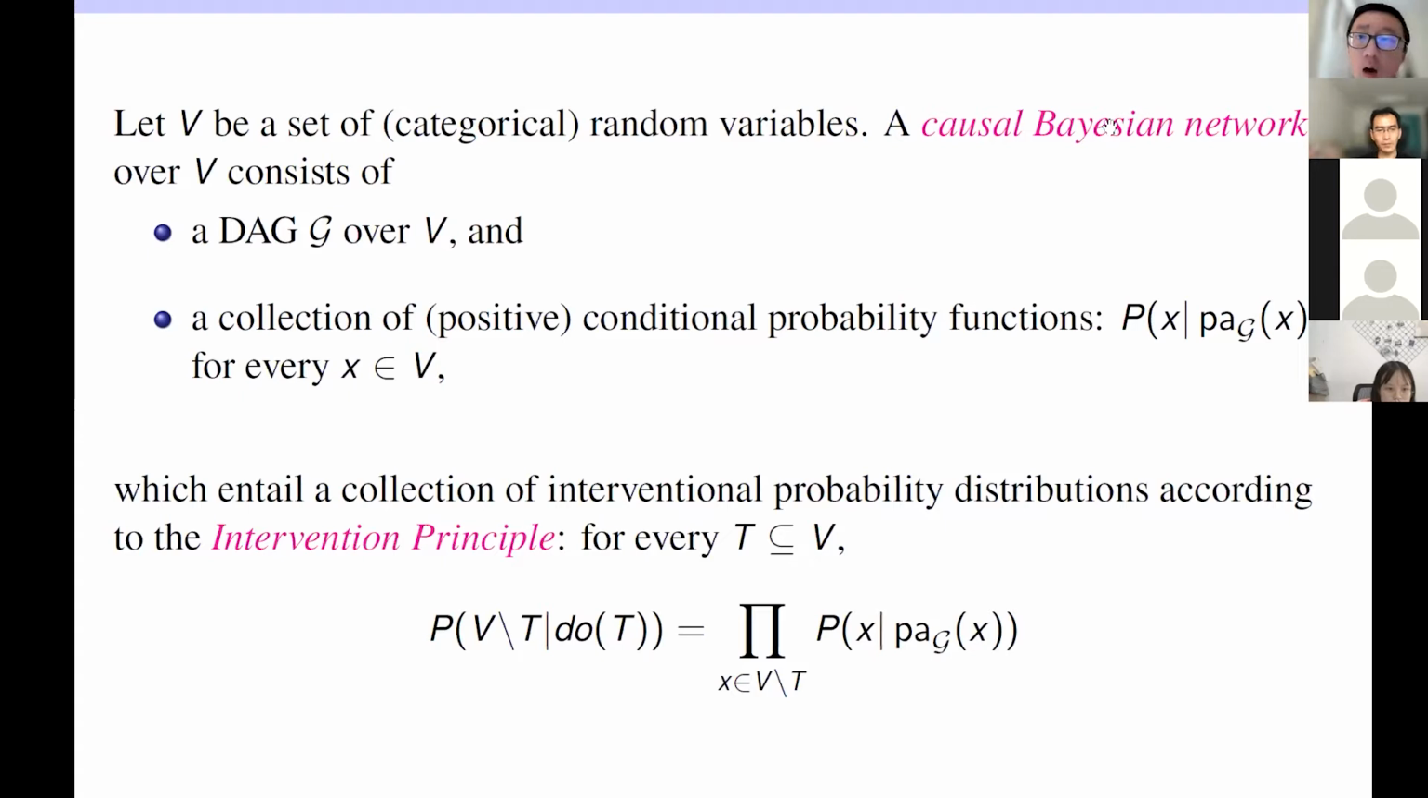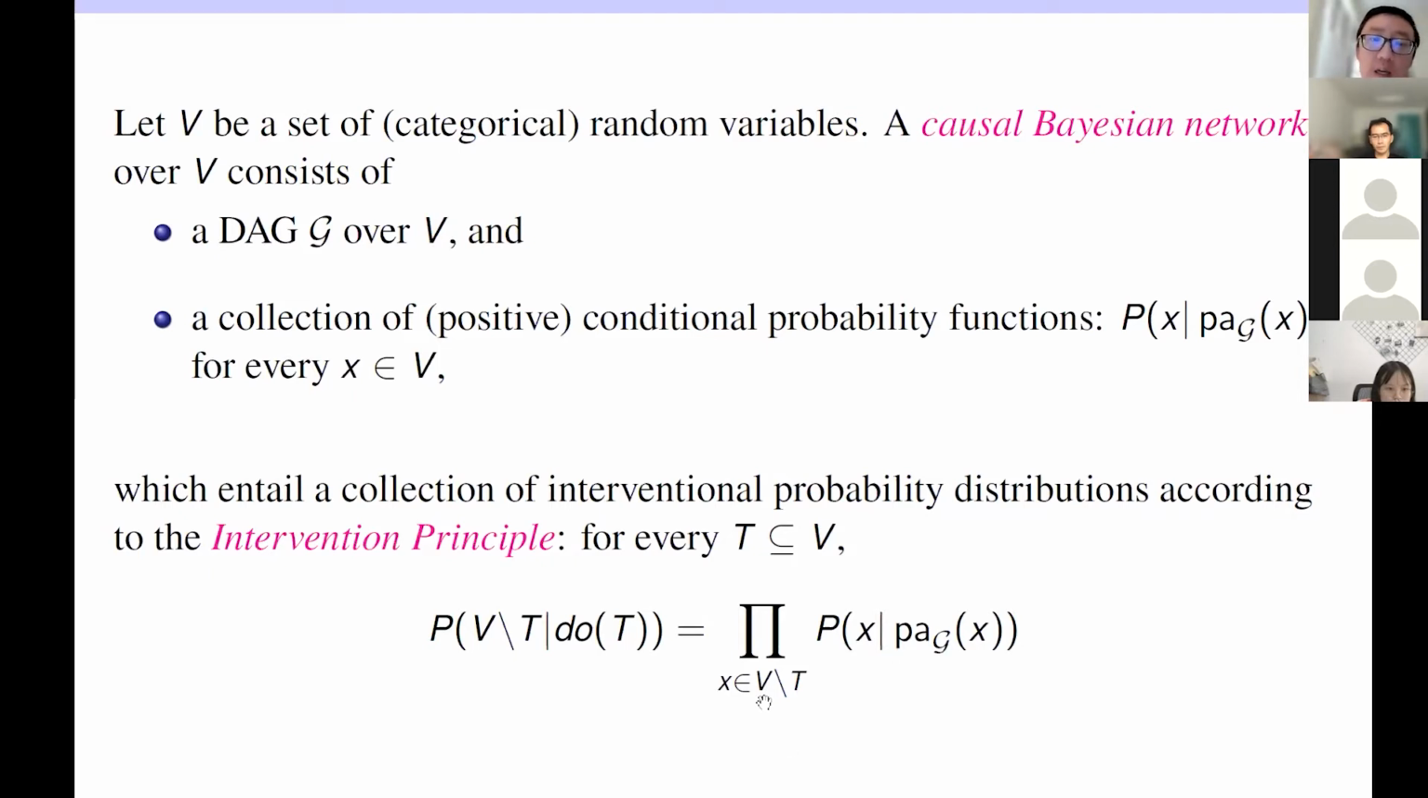And it's called causal because it's supposed to entail a collection of post-intervention, or interventional, probability distributions. The way the entailment goes is through the truncated factorization principle, which I will refer to as the intervention principle, sometimes also known as the manipulation theorem. This principle says that you consider any subset T of V and you consider an intervention on T. I will use Pearl's do operator to express this. Given that we intervene on T, the probability distribution of the rest of the variables can be calculated by a so-called truncated factorization.